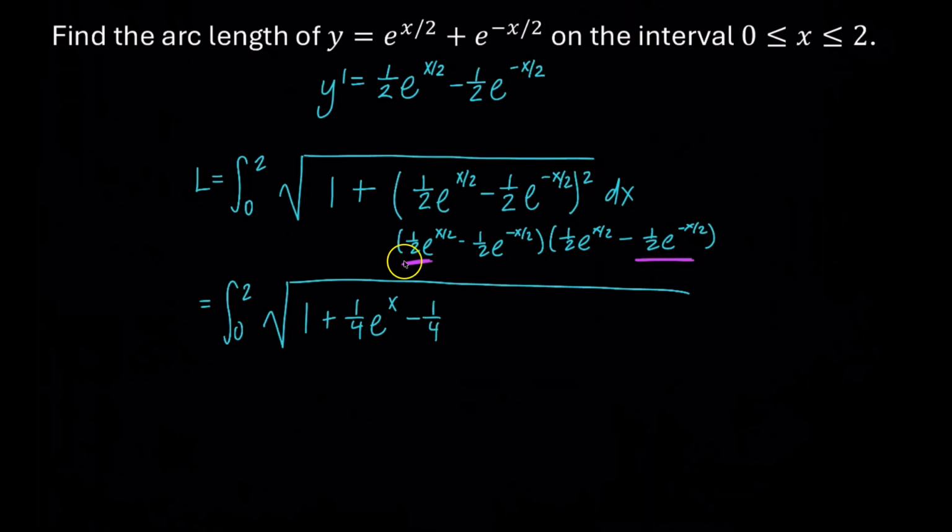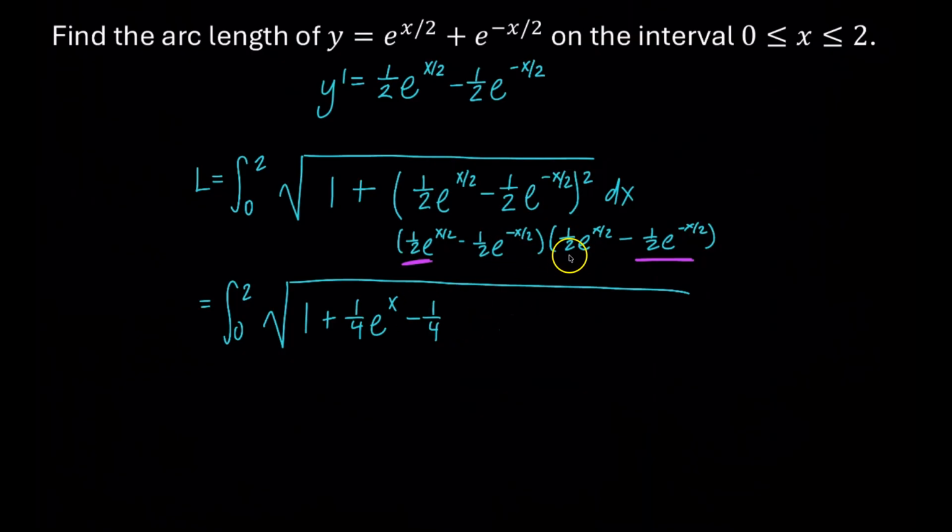And then let's focus on e to the x over 2 times e to the negative x over 2. I'm going to write those next to each other for a second and then talk about what happens. If I multiply these, they have the same base, so we add their exponents. These are opposites, so if I add those, I'm going to get 0, and e to the 0 is 1. So I just have this minus 1/4. This isn't really there, which is nice.